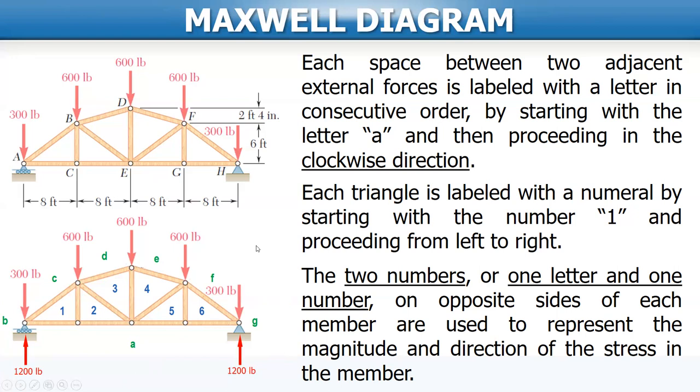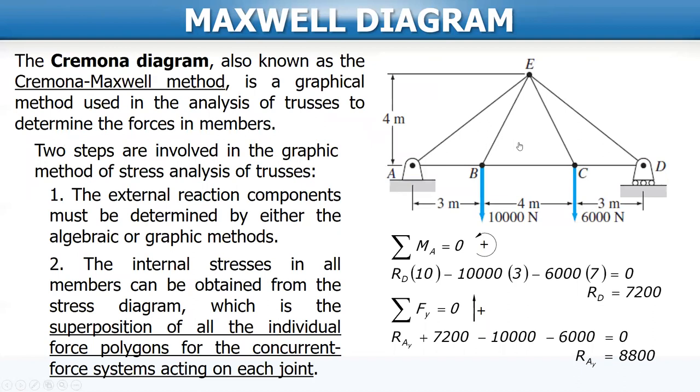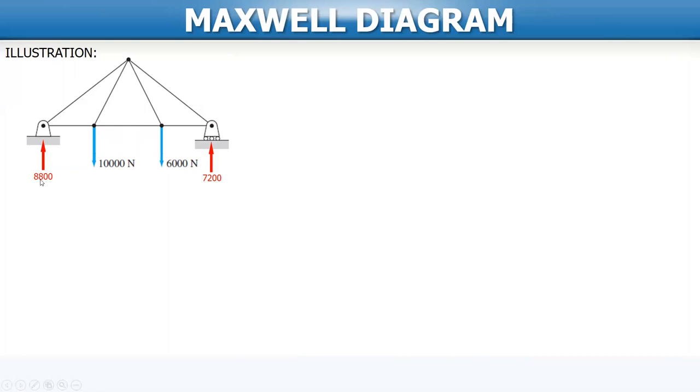Okay. So, let's go back to our illustration kanina, this problem. The reactions are 7,200 and 8,800. So nata dari 8,800 and then 7,200. And the joints are A, B, C, D, E. Okay? So, A, B, C, D, E.